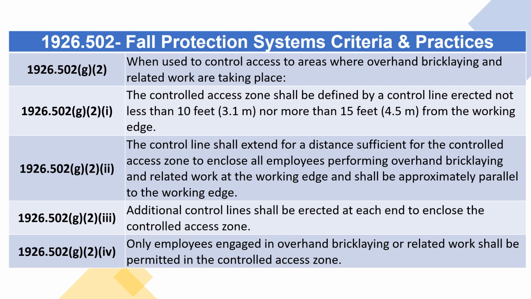The control line shall extend for a distance sufficient for the controlled access zone to enclose all employees performing overhand bricklaying and related work at the working edge and shall be approximately parallel to the working edge. Additional control lines shall be erected at each end to enclose the controlled access zone. Only employees engaged in overhand bricklaying or related work shall be permitted in the controlled access zone.